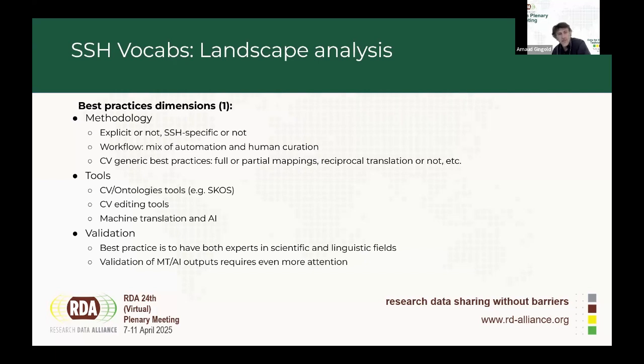And so there is a question of doing either full or partial mappings, that is mapping only between sections of distinct control vocabularies. And this is important, especially when translation is involved. Instead of translating an entire vocabulary, you can focus on a specific area or subset and so on.